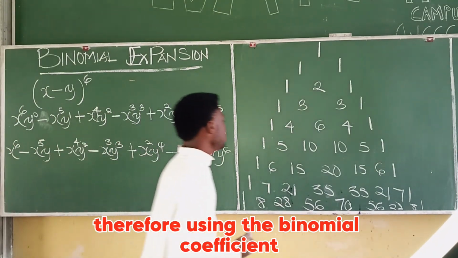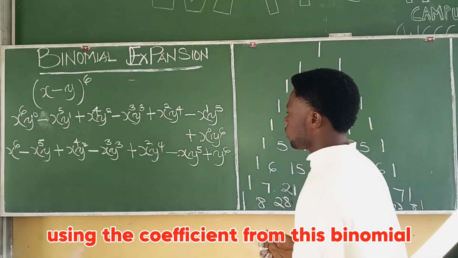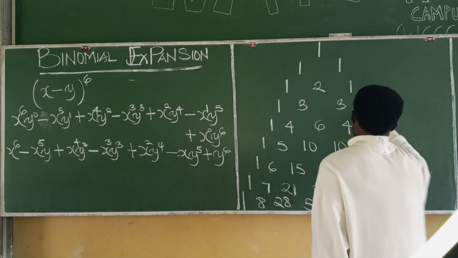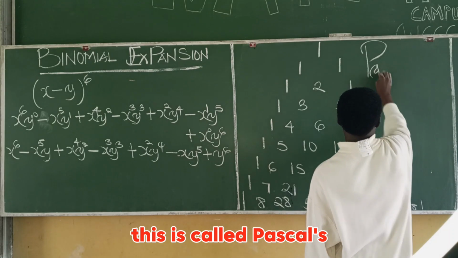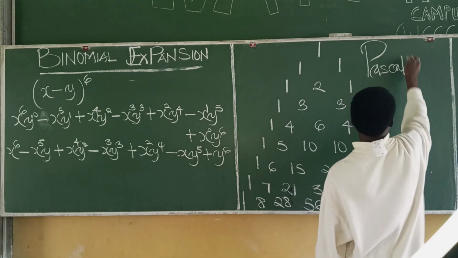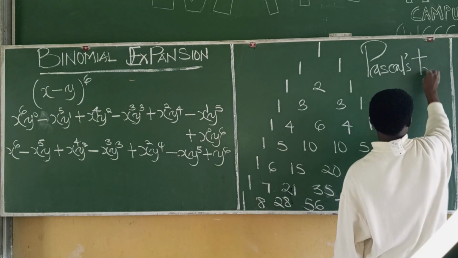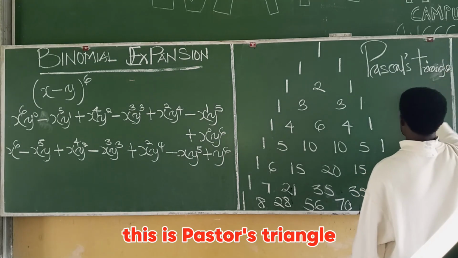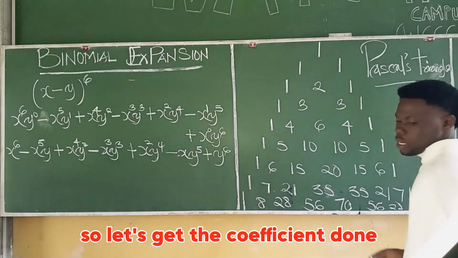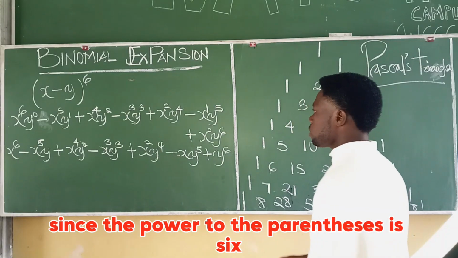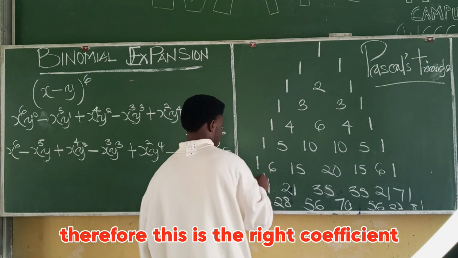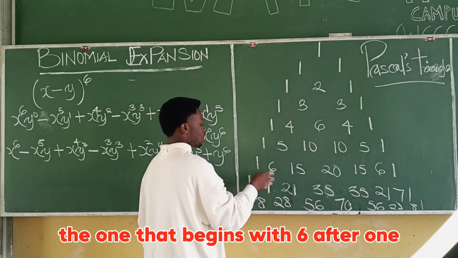Therefore, using the binomial coefficient, the coefficient from this Pascal's triangle, this is called Pascal's triangle. So let's get the coefficients done. Since the power of the parentheses is 6, this is the right coefficient, the one that begins with 6 after 1.